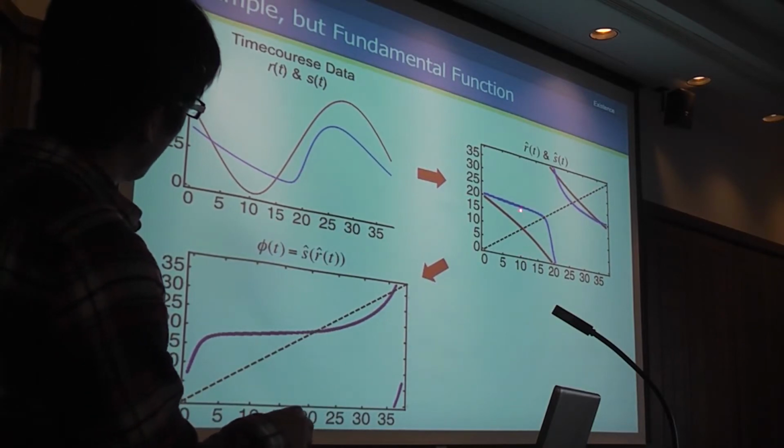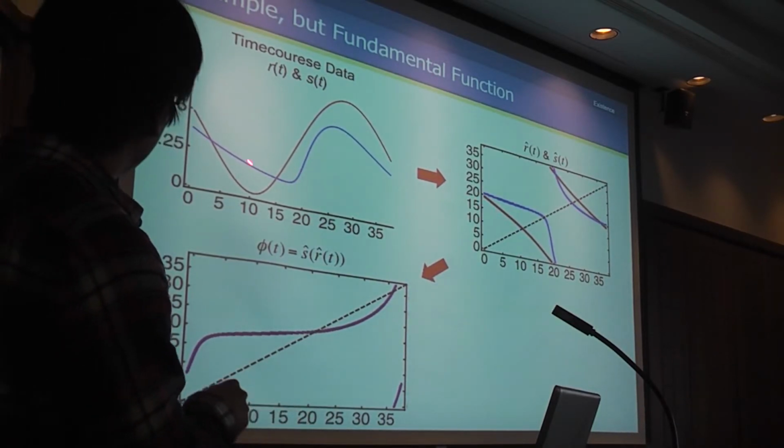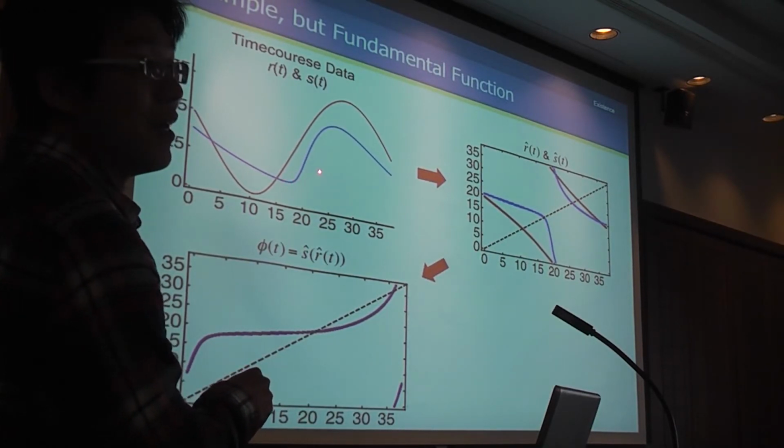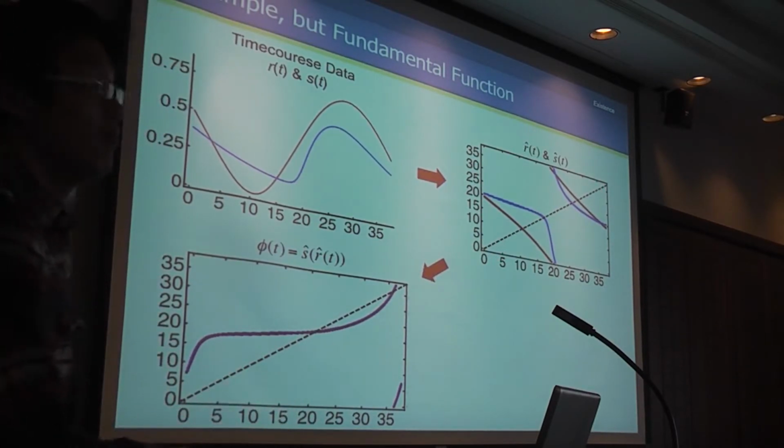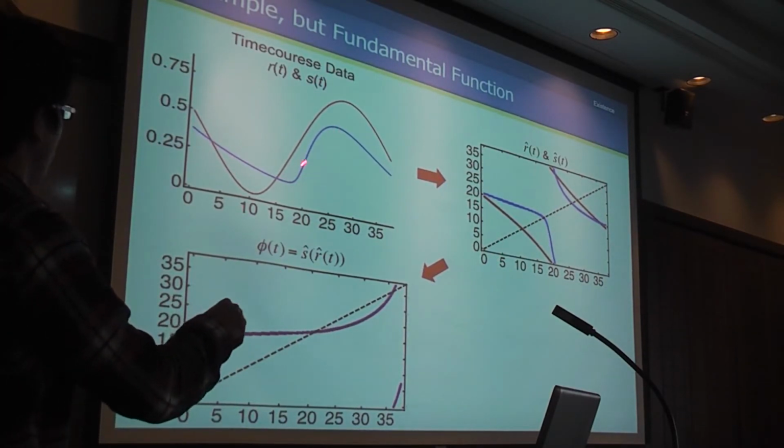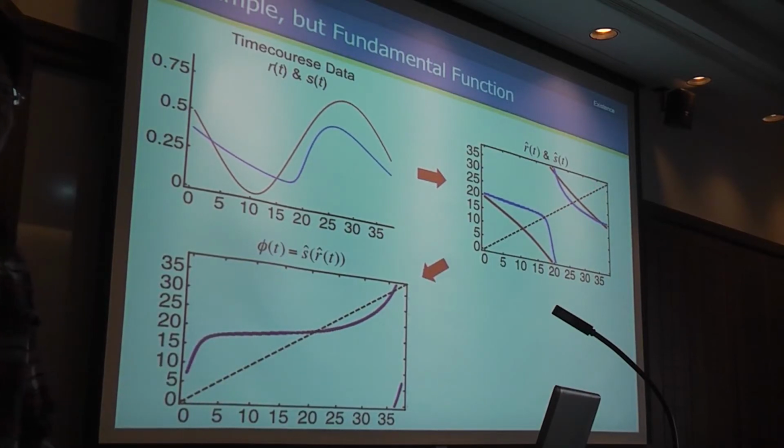So 10 will go to the 20. For the red curve, 5 and 15 have the same value, right? So that red map sends the 5 to the 15. So changing this time course to the heat map is very easy, right? Okay. So if you do this on MATLAB, they will do it in 0.1 second, something like that.